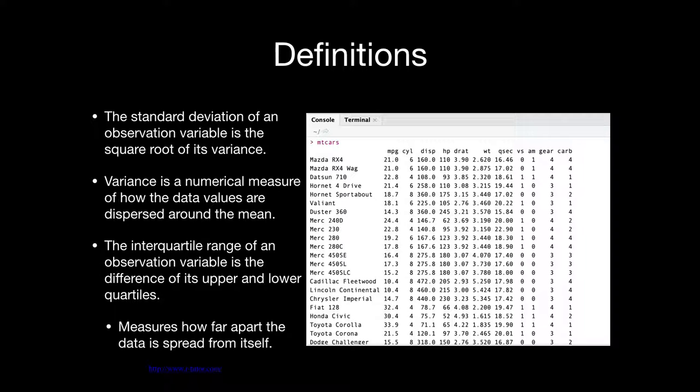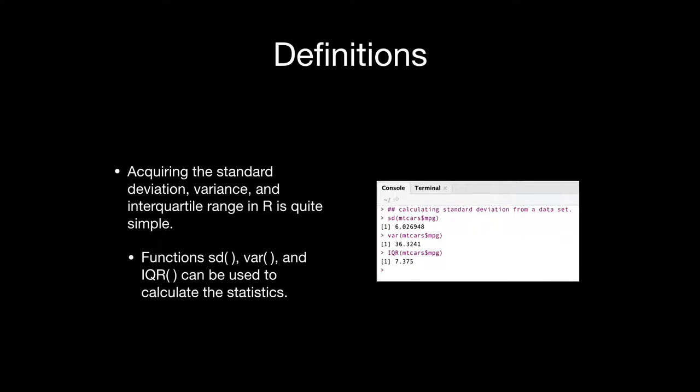So typically you'll see your 25th quartile, your 50th, 75th, and those are broken down into box plots that you've probably seen in the past, or you can see within ggplot2. But your interquartile range measures how far apart the data is spread from itself. Now, acquiring the standard deviation, the variance, and the interquartile range in R is quite simple. The functions are very easy to remember. sd will be your standard deviation, var is your variance, and IQR will be your interquartile range function. These can be used to calculate your descriptive statistics, which we see here on the right.